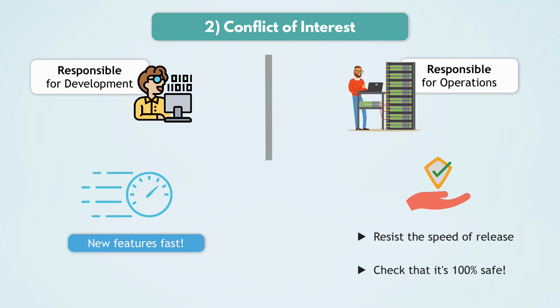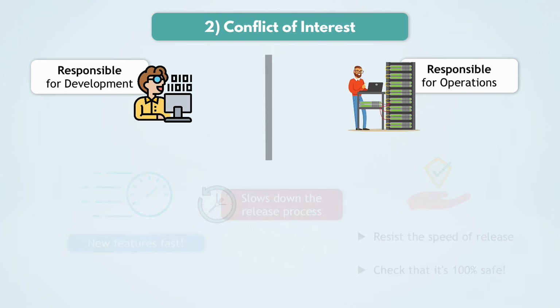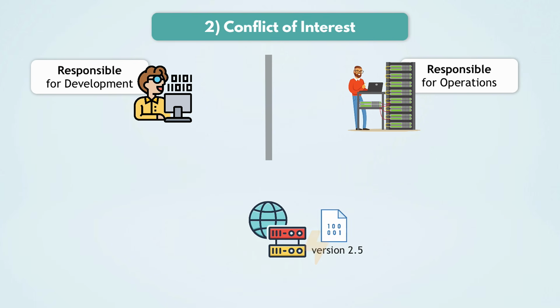This means that operations need to resist the speed of release and check all the aspects of a new release to make sure it's 100% safe, which again slows down the process, especially considering that operations don't really understand the code or the application. So it's even more effort for them to evaluate this new release. So for example, let's say developers developed a new feature which was released, but this feature consumes so many resources in the production environment that the servers got overloaded and the application crashed. Now the operations team needs to fix that.